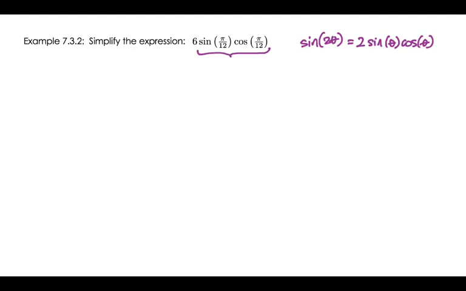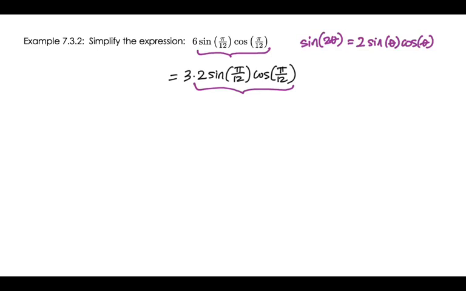And I can't evaluate that directly on my unit circle because pi/12 is not on my unit circle. I'd have to use a calculator. But if I want an exact value, I've got to think about this in terms of this identity. Okay, so I don't have 2 sine theta cosine theta. I have 6 sine theta cosine theta. So I'm going to rewrite that as 3 times 2 times sine pi/12 cosine pi/12. Okay, that's the same expression, 3 times 2 is equal to 6. But now this part looks exactly like my sine 2 theta formula, except instead of theta, I've got pi/12.